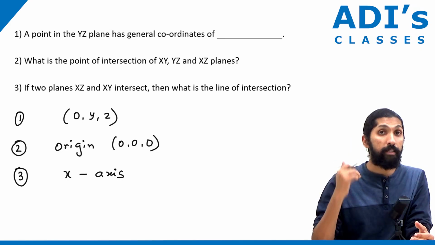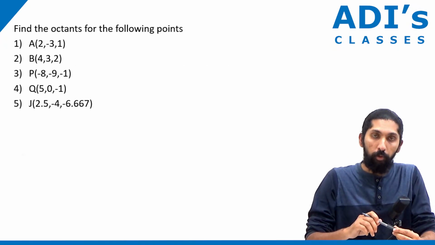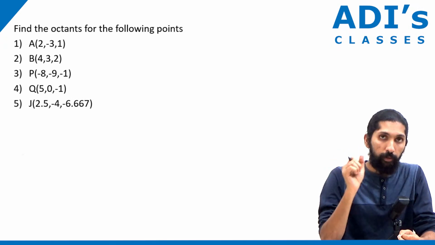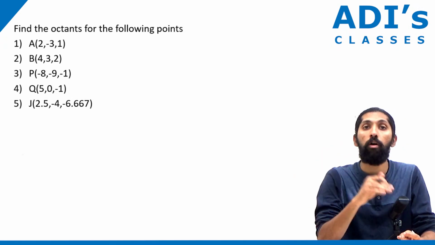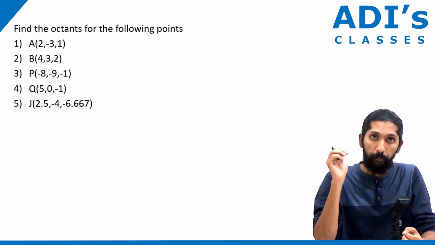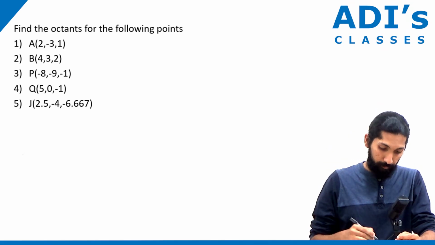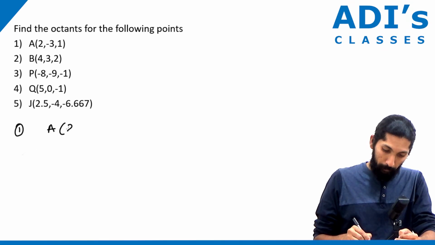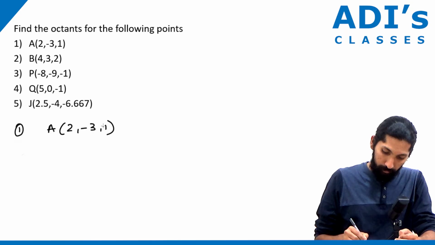Alright, now we'll look into the next set of problems. See the second part of the problem here. Find the octants of the following points. You have to figure out, of the 8 octants, which octant the point is going to belong to. Now the first one: 2, comma minus 3, comma 1.